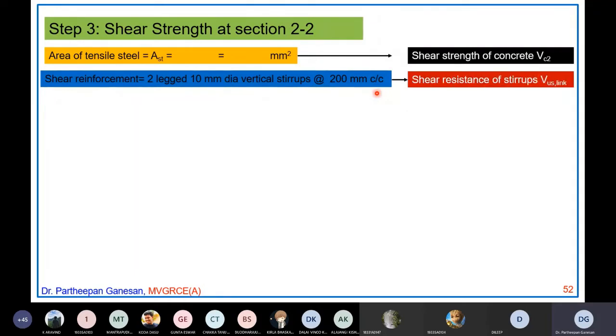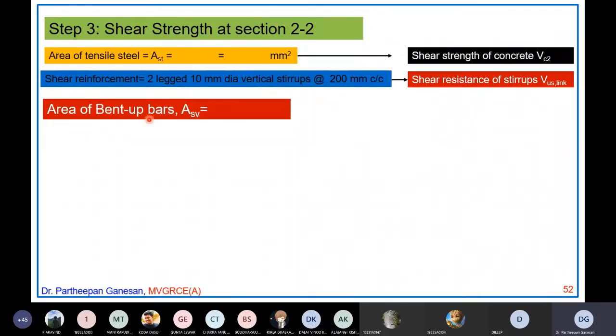For this, you already found out VUS, that is the link. Link is stirrups. VUS link means stirrups; link and stirrups are one and the same. At section 2.2, you also have bent up bars. So what is the area of bent up bars? What is the ASV here?